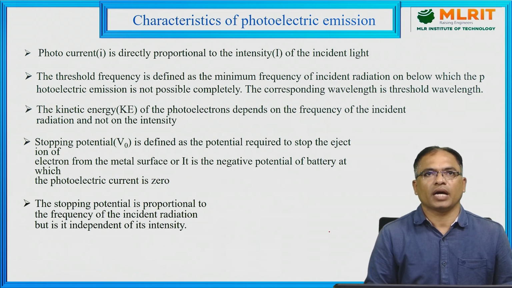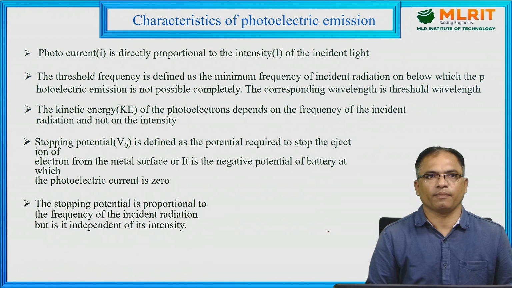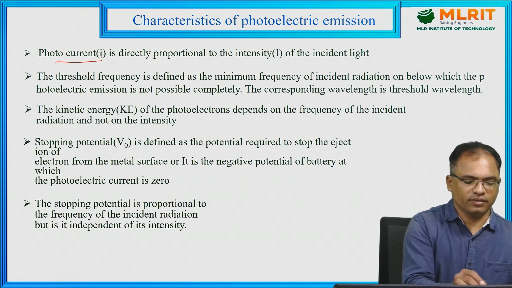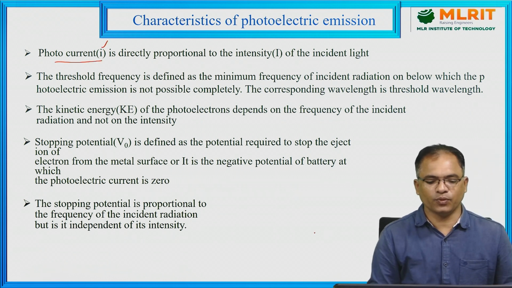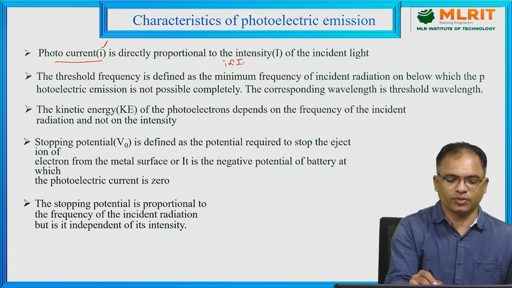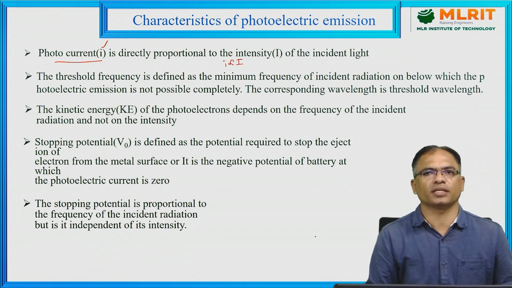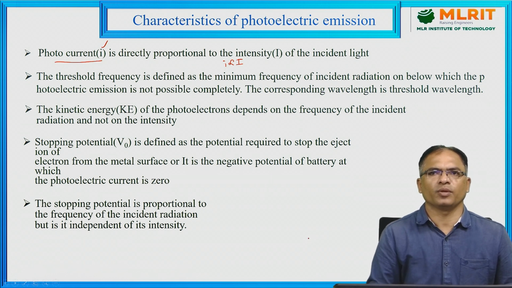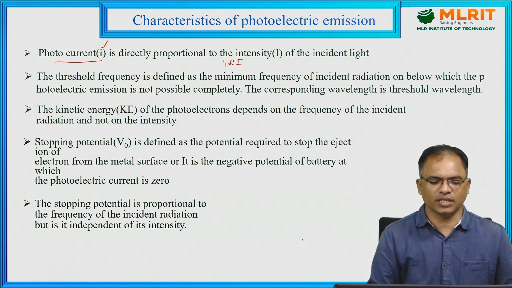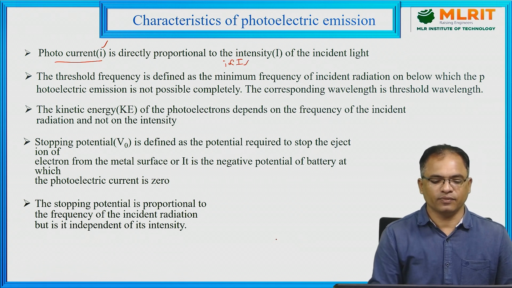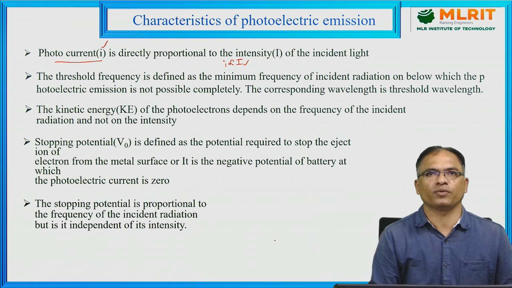Now, what are the characteristics of photoelectric emission? So photoelectric emission has so many characteristics. The first and foremost is photocurrent is directly proportional to the intensity of incident light. Photocurrent is always directly proportional to intensity of incident light. Photocurrent is nothing but number of photoelectrons. The number of photoelectrons that are going to liberate from metal surface is always directly proportional to intensity of incident radiation. That is the first and foremost characteristic of photoelectric emission.